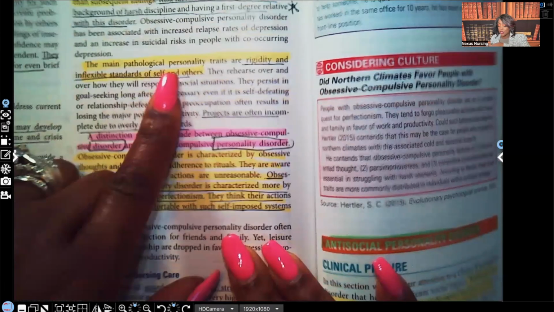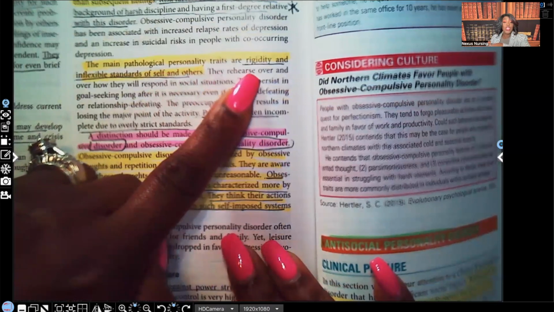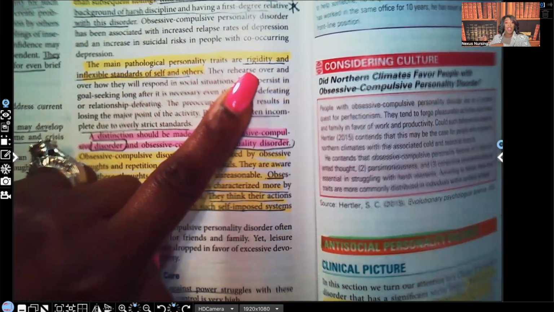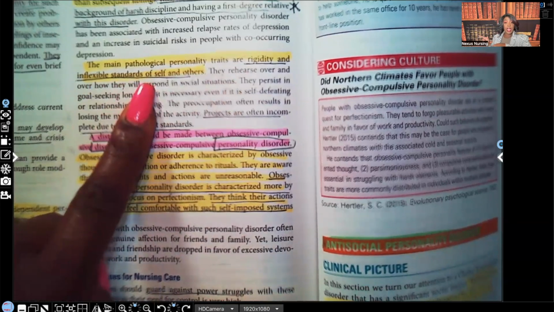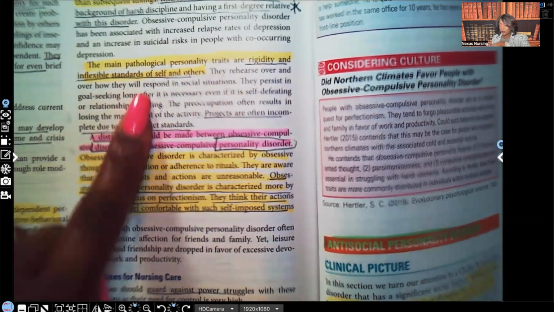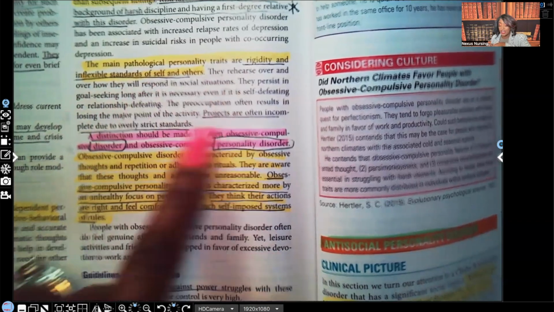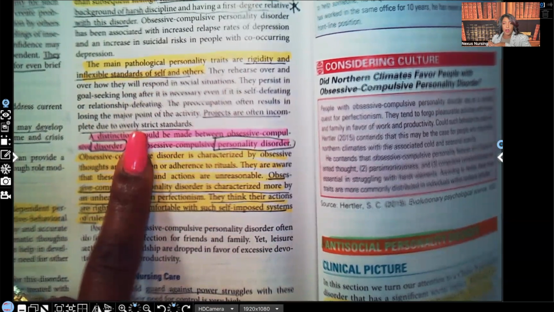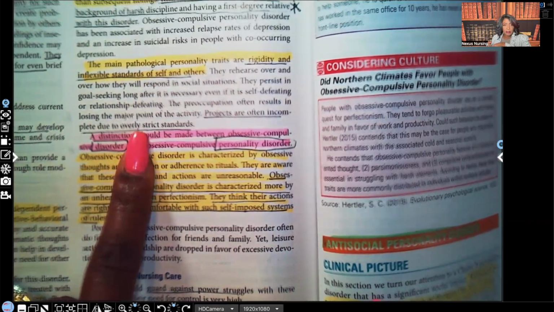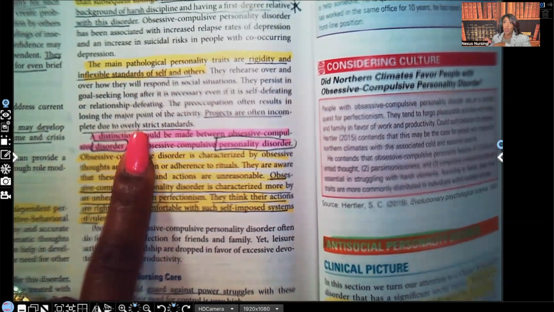The main pathological personality traits are, look at this, rigidity. That means they are unbending, they are inflexible, they are unwilling to compromise. Rigidity and inflexible standards of themselves and the people around them. Projects are often incomplete due to overly strict standards. They can have a project but they hold their standards so high. Everything has to be so perfect, they're never even able to finish it, because they keep doing this one part over and over and over again because it has to be perfect. And as you guys know, nothing ever can be perfect.